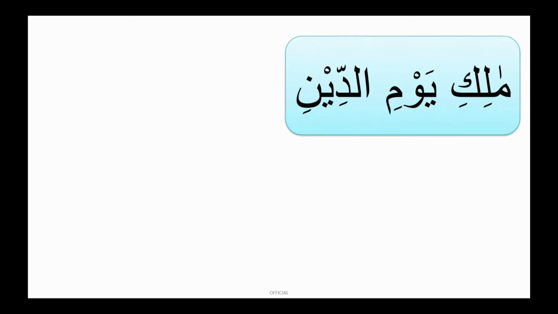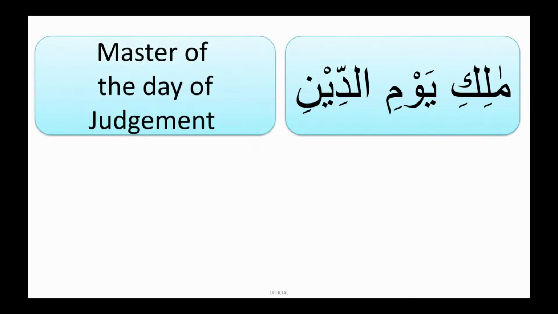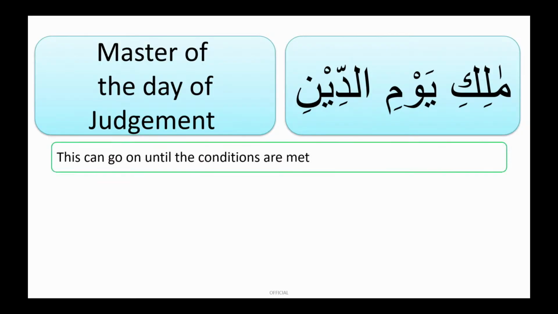So this is a long fragment. The first Maliki is mudaf, Yawmi is mudaf ilayh. Then Yawmi is also mudaf for ad-dini. So this is the master of the day of judgment. Is it clear? So this is a longer one. There is no disconnection, but we can have a longer fragment as well. It's a bit longer, but yeah. So this can go on until the conditions are met. We can even have a longer fragment as well.